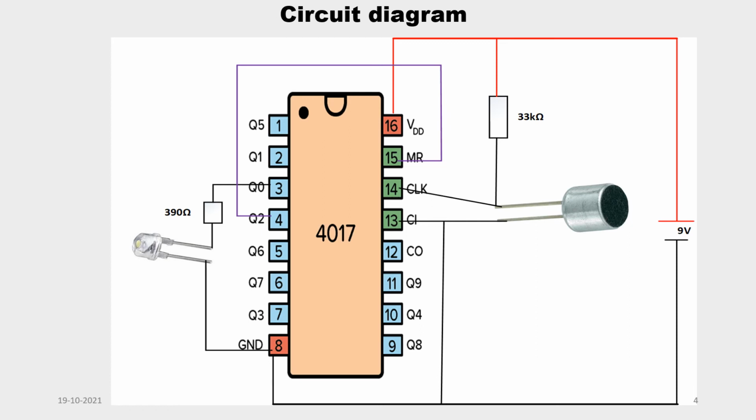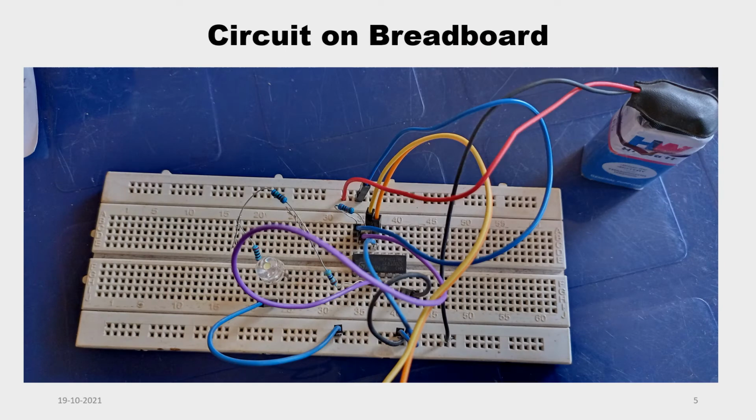You can get the IC, the LED, the resistor and the Electret microphone, then you are good to go. This is the testing board. I use a 9-volt battery. This is the IC, and this is the LED. These are the resistors. This is basically the circuit. The next slide is talking about the video.